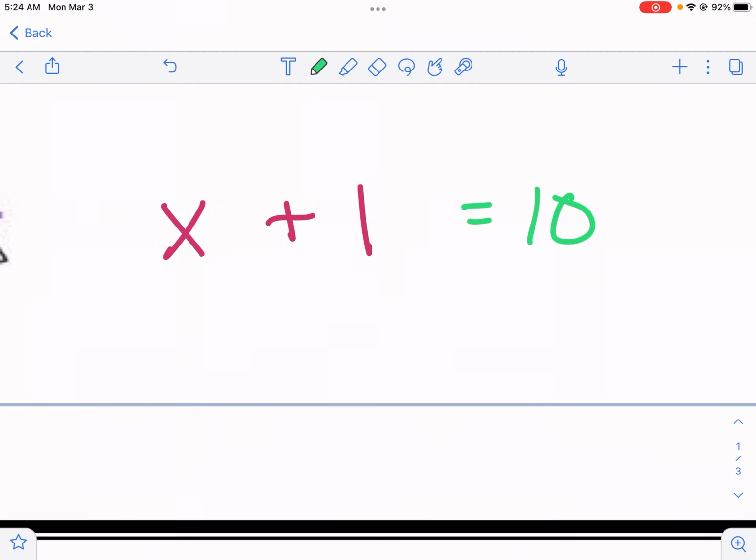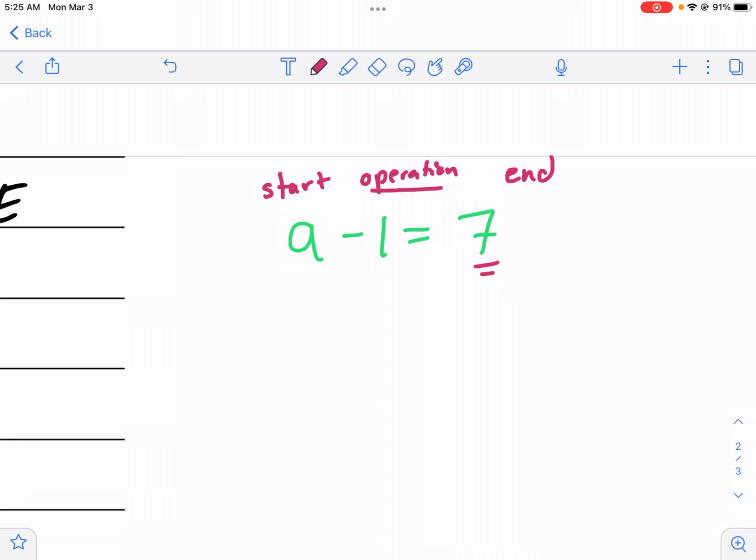We have 8 minus 1 equals 7. What we need to do here is understand that we are starting with an unknown. We're doing some sort of operation. And then we have our finish or our end. And we know what the end equals. We know what we do with the operation. We just don't know where we start.